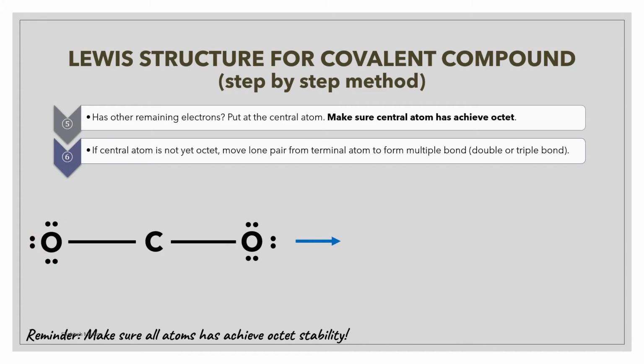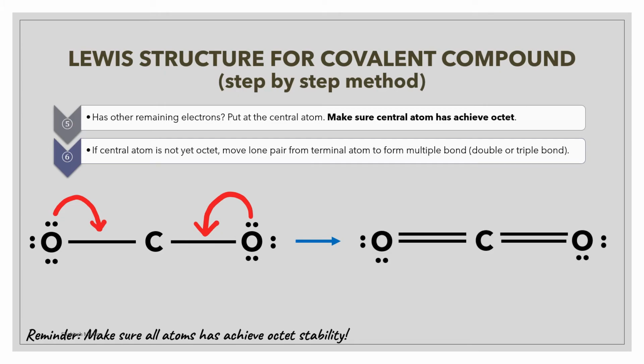So apa yang kita boleh buat adalah kita akan share satu pasang from the first O dengan carbon, and we will share another lone pair from the next oxygen dengan carbon. So by doing this, sebenarnya kita menghasilkan additional bonding pada setiap CO bonding tersebut. And this bonding kita panggil sebagai double bond.